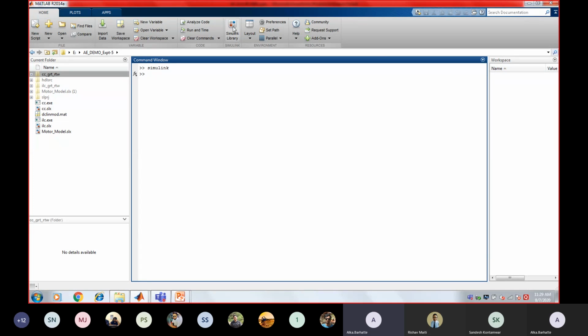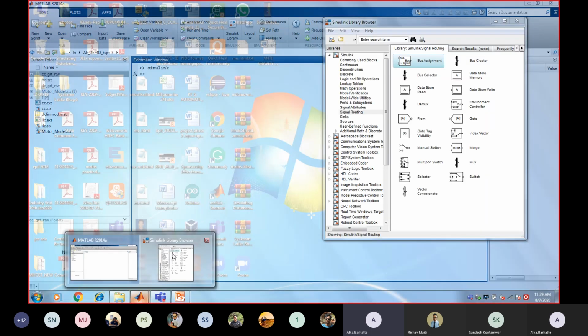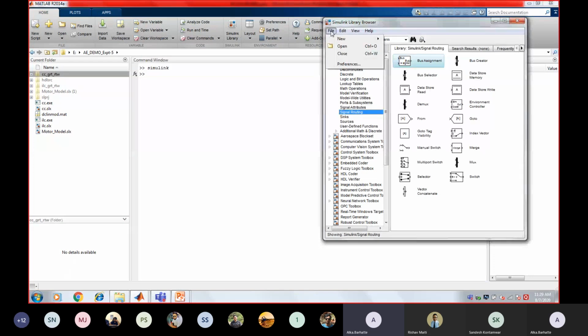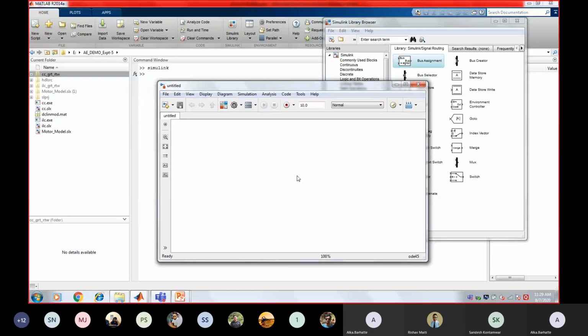You may find this Simulink library icon on this toolbar. You can directly click on the Simulink library, or type the command to open the Simulink library browser. Then we go through File, New Model, where we can create the new model. For our vehicle model, we are directly going to use the transfer function.